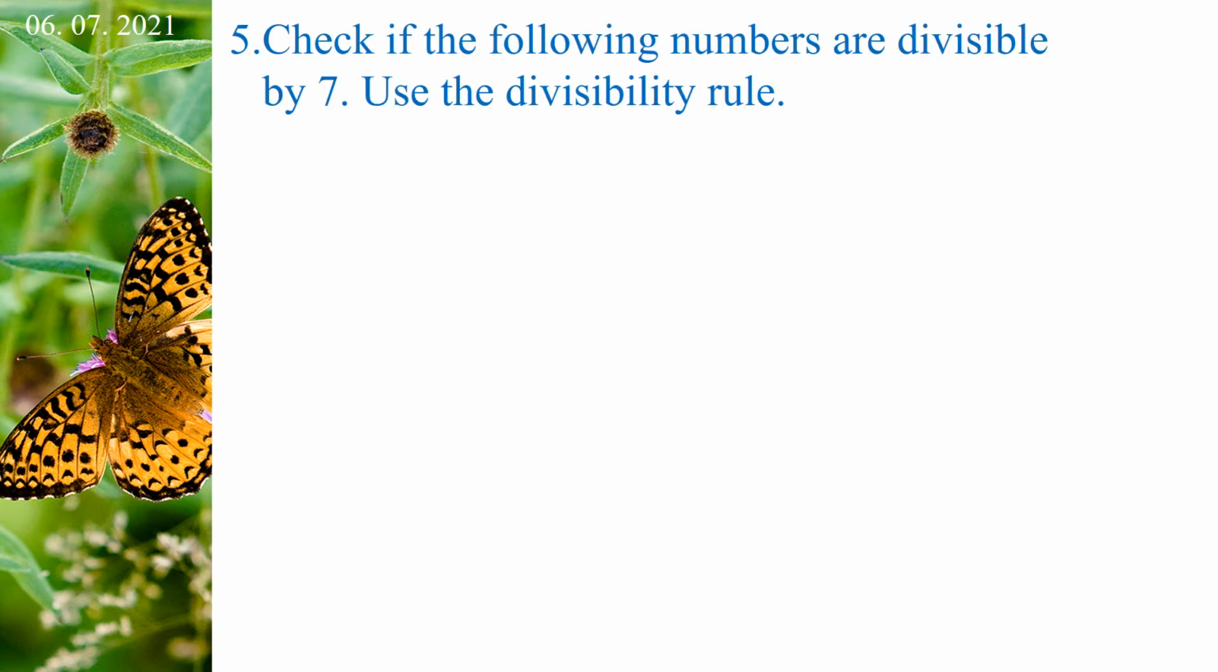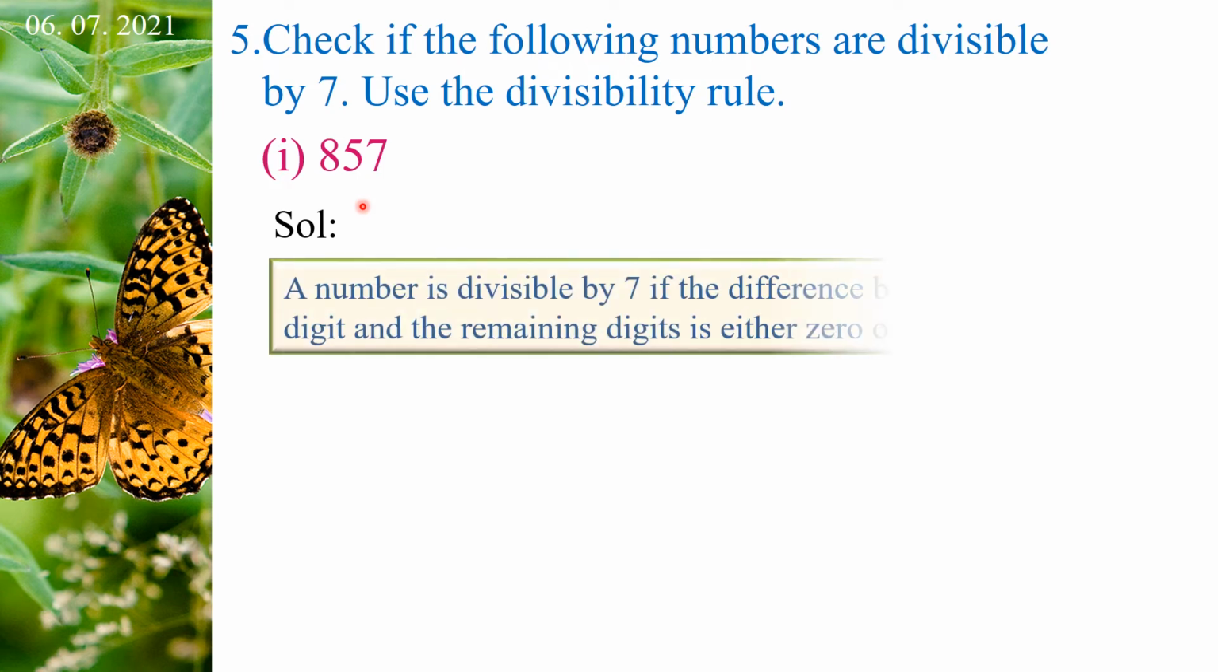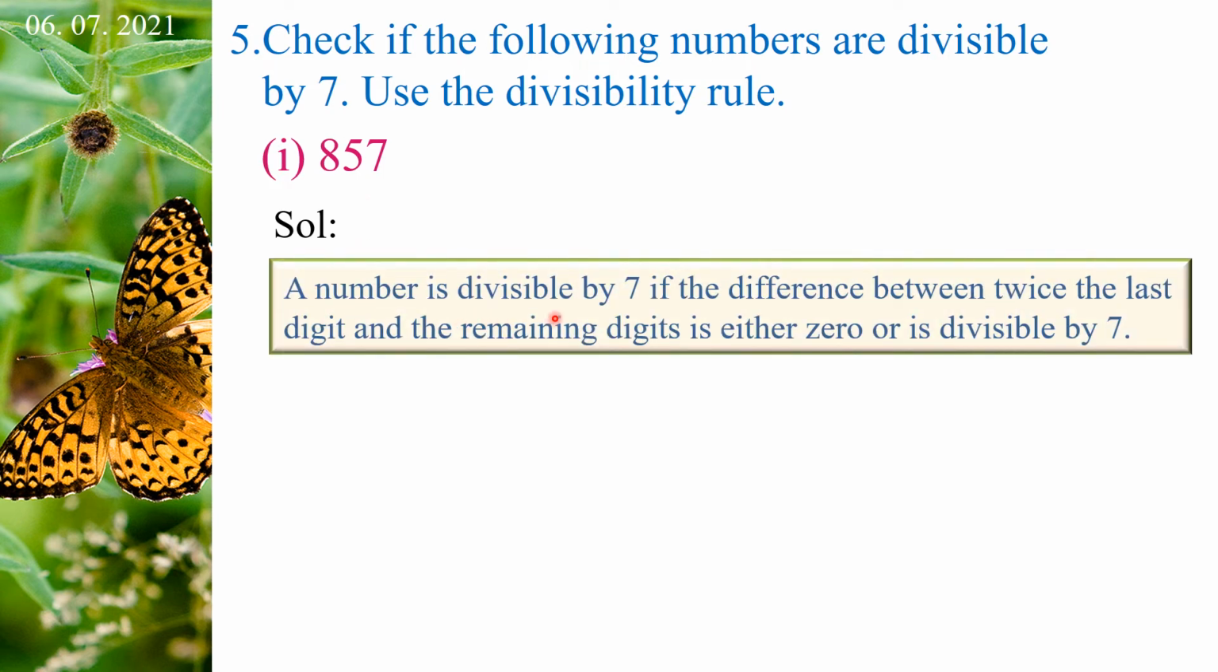Next, the fifth problem. Check if the following numbers are divisible by 7. Use the divisibility rule. The given number is 857. So we already know the rule. What is that? Good. A number is divisible by 7 if the difference between twice the last digit and the remaining digits is either 0 or is divisible by 7.